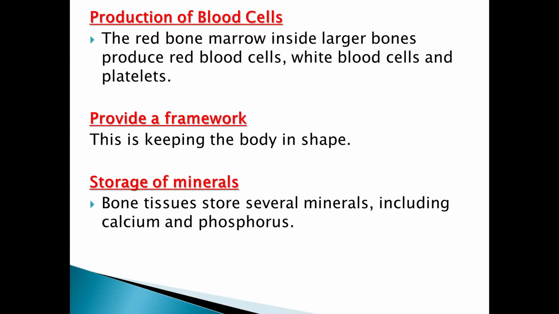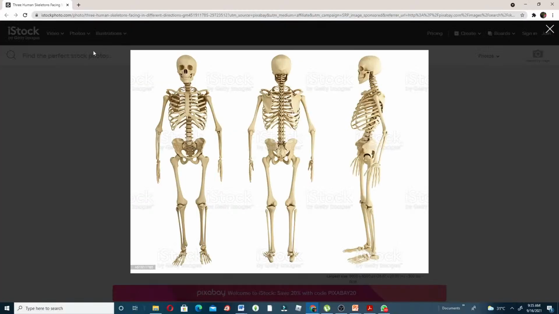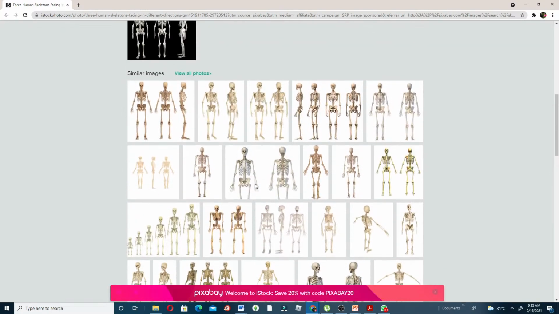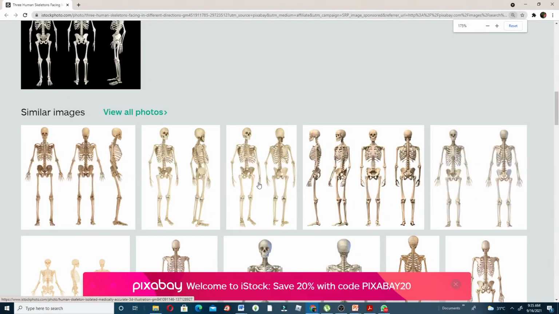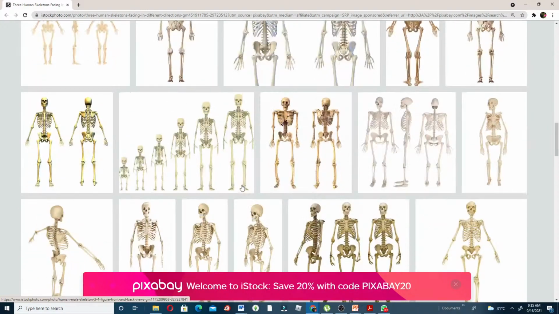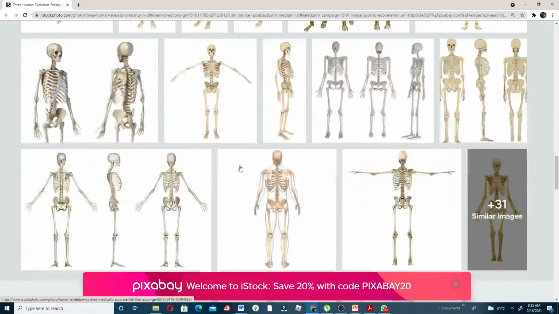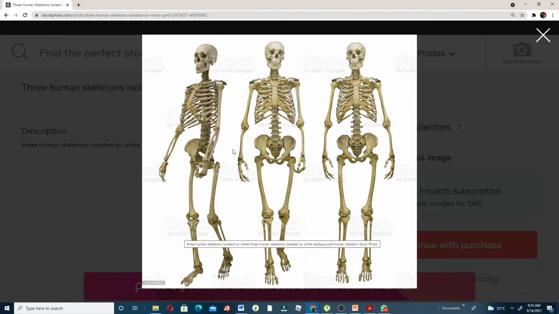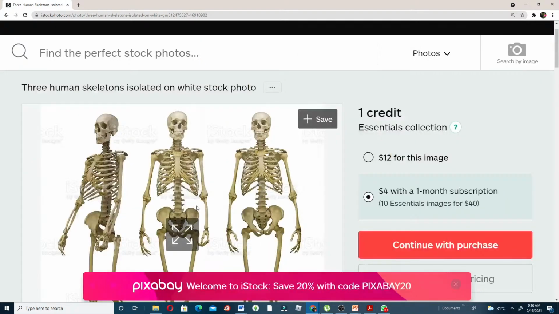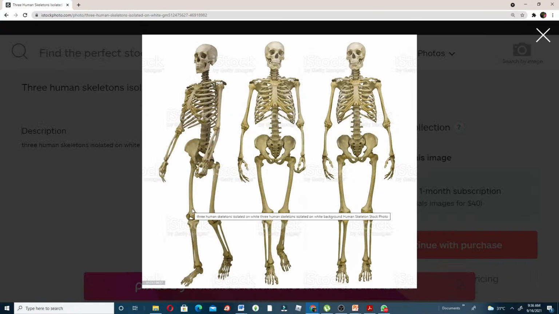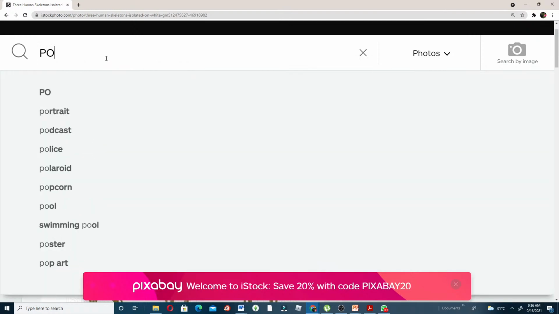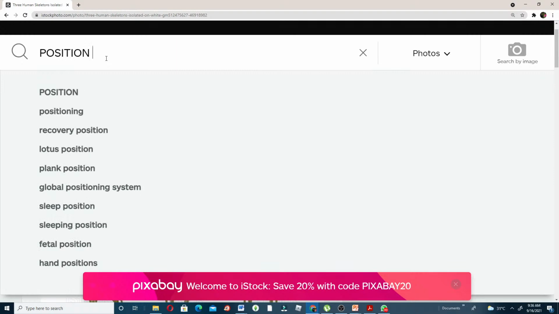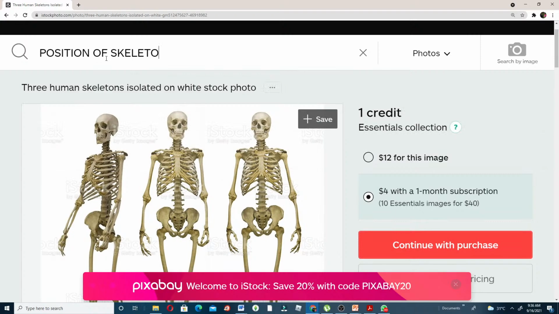The next function of the human skeletal system is that it provides a framework. That simply means that it gives the human body shape. So here we have a lot of images showing you the human skeletal system. In whichever position the human body is in, it is the skeletal system that gives the shape. As you can see, this first one appears to be walking. Whenever you're walking, sitting, sleeping, standing, just about any position, it is the human skeletal system that allows you to be in that particular position. So it actually provides a framework or gives the body shape. Understand?